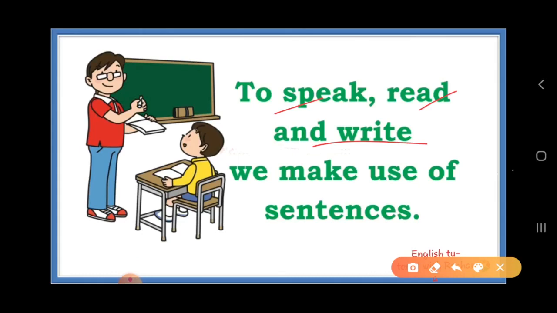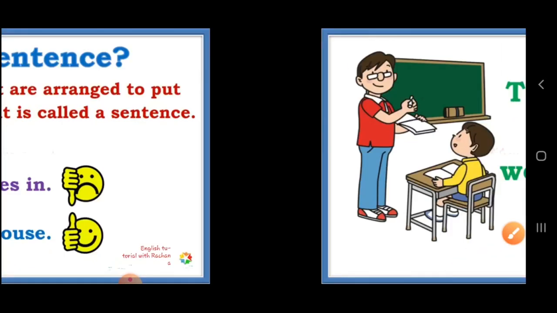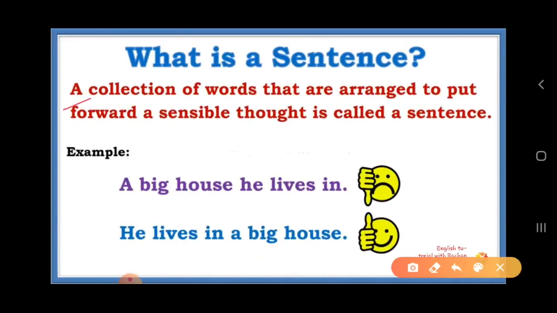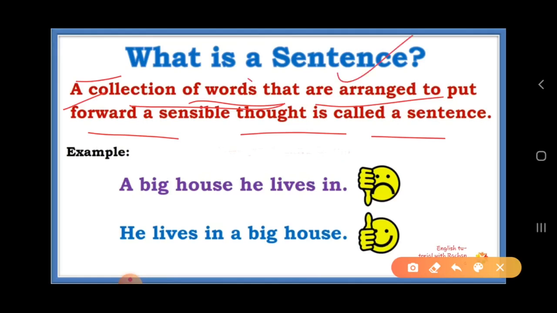Now, let me tell you what a sentence is. A sentence is a collection of words that are arranged to put forward a sensible thought. It means to give a sensible thought. In other words, a sentence is a group of words.